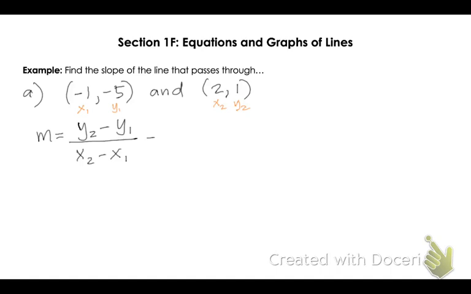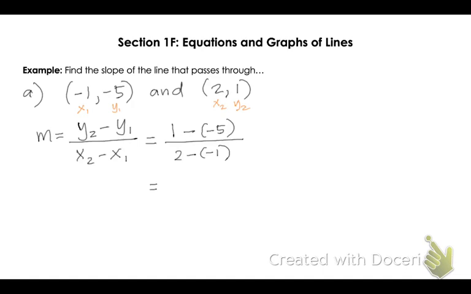Y2 minus y1, that means I'm going to be subtracting right minus left. All right, so always the y coordinates on top. Y2, which is 1, minus y1, over x2 minus x1. Okay, so I did right minus left. And then just simplify, that's just some arithmetic.